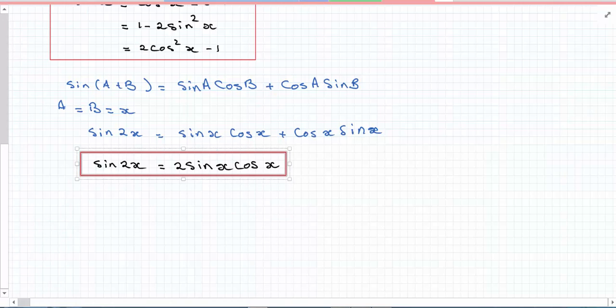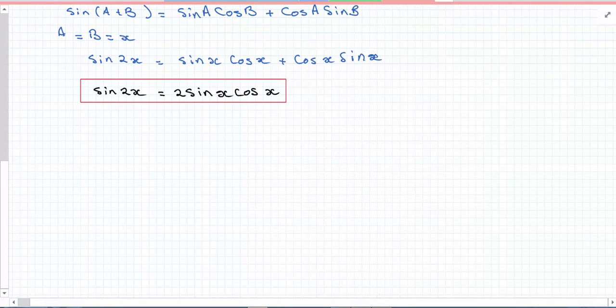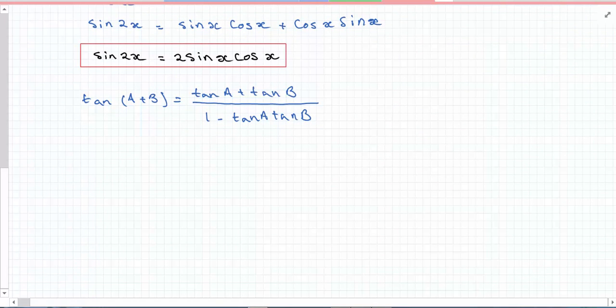Lastly, we're going to look at tan. So our relationship for tan(A+B) was tan A plus tan B, all over 1 minus tan A tan B. So again, we're going to look at a situation where A equals B equals x.